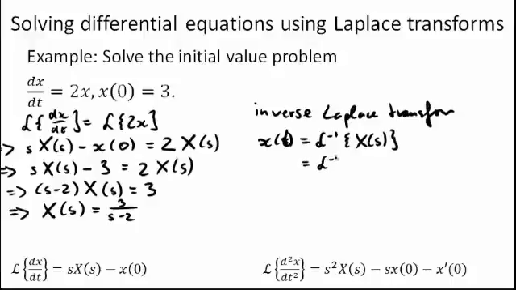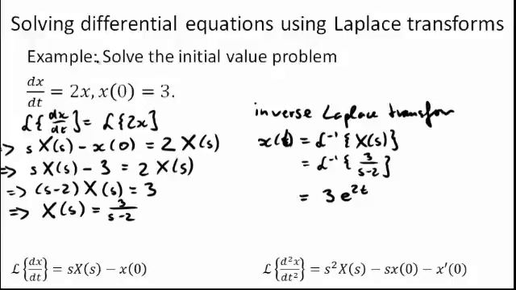So that's the inverse Laplace transform of what we had listed down here, 3 over s minus 2. And what is that? That's quickly done. That's simply 3e^(2t). And as it turns out, this is now the solution to the differential equation I listed up here.